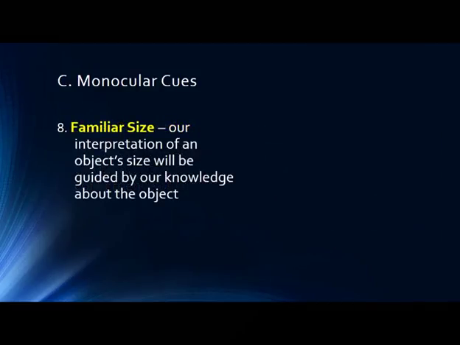Familiar size is another important part of this. Our interpretation of an object's size will be guided by our knowledge about the object. So size and distance have a relationship with one another. Our assumptions about how far away something is or how big something is, all of these are important aspects.